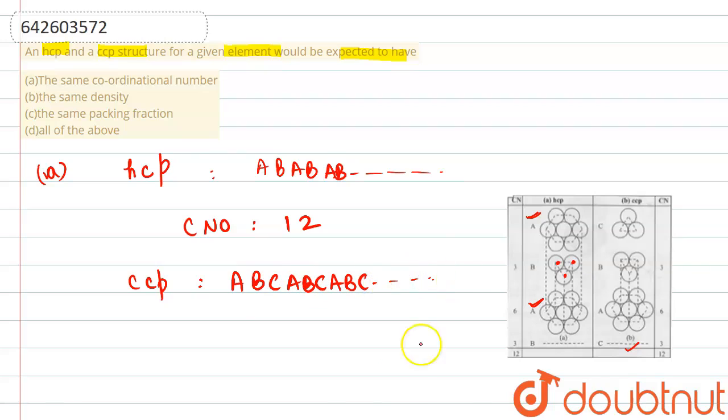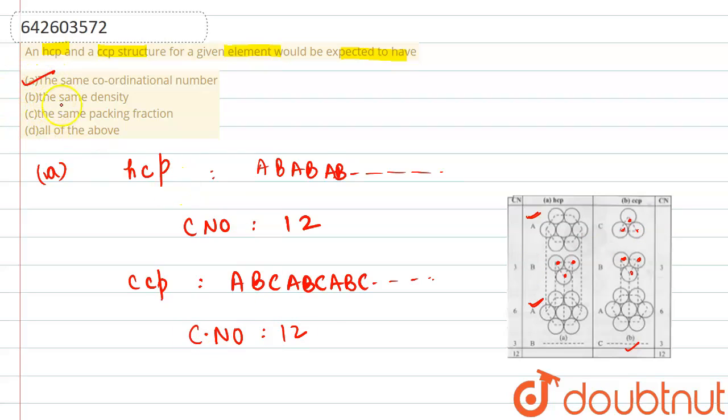Right, so if we want to see the contribution to the coordination number, we can see here 6 atoms in the below plane and 3 in the central plane, right? And again 3 over here in the third layer. So here also the coordination number comes out to be 12. Okay, so the first option is correct.